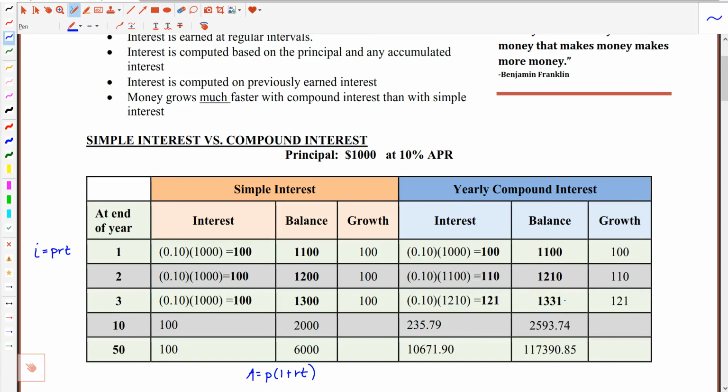Now expanding this forward, at the end of the 10th year, the interest that's going to be earned on the account is $235.79. So this is going to be the overall account balance. And at the end of the 50th year, the interest payment alone is going to be $10,671.90. And the overall account balance at that point in time is going to be $117,390.85. So notice, at the end of 50 years, this account obviously grew much faster. Now, where did these overall balance amounts and these interest amounts come from? We're going to explore those formulas in this chapter.